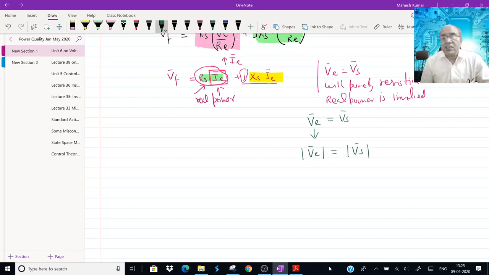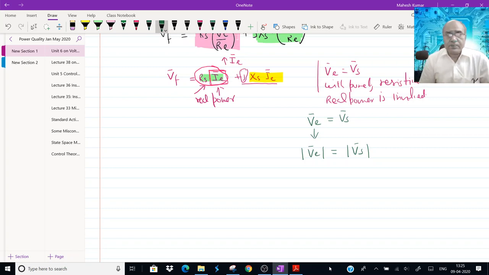If we relax this condition, there is a possibility that even when we have a purely resistive load, we can compensate the load voltage with the help of the DVR. Okay. Well, let me just draw the phasor diagram, then I will complete this.